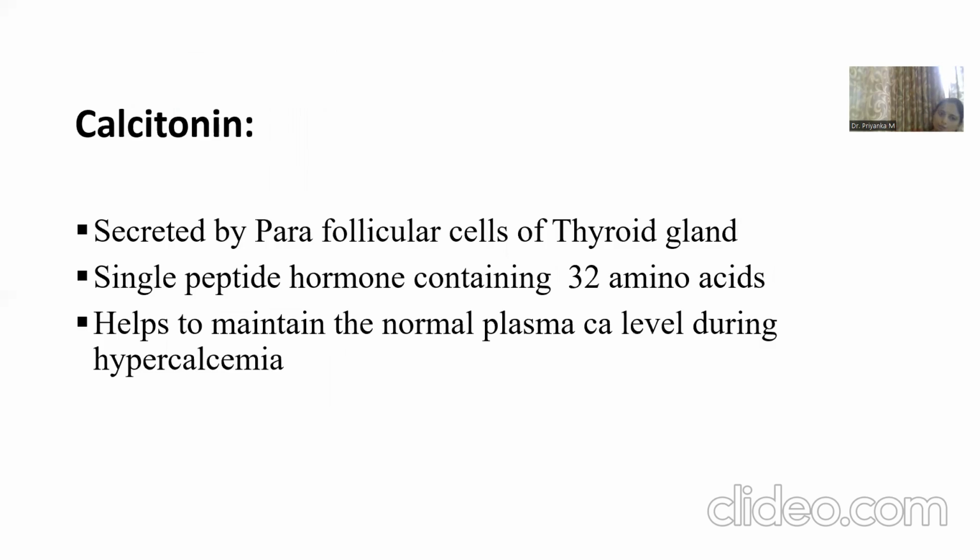Then what is the role of calcitonin? So before that, let me introduce calcitonin. This is secreted by parafollicular cells of the thyroid gland. It is a single peptide hormone containing 32 amino acids. The overall function of calcitonin is to decrease the serum calcium level. That means, whenever there is hypercalcemia, the role of calcitonin comes into action so that it can decrease the serum calcium concentration.